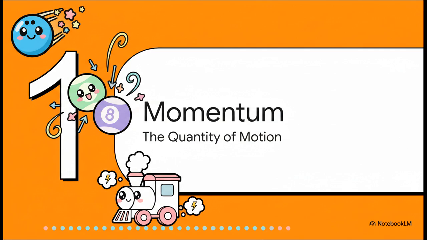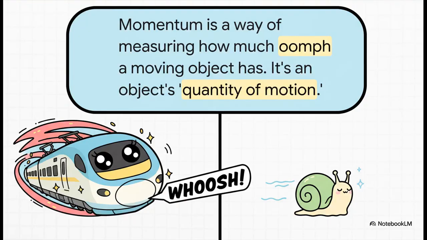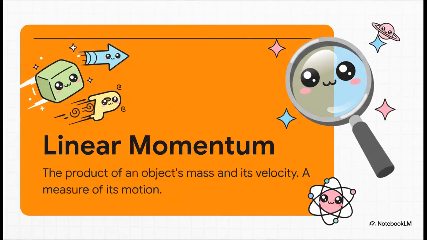What is this quantity of motion all about? At its heart, the easiest way to think about momentum is just quantity of motion. It's basically a way to measure how much oomph a moving object has packed inside it. A giant freight train, even if it's just creeping along, has a ton of it. A tiny little snail, yeah, not so much. It's really that simple. Okay, so now let's get a little more scientific with that whole oomph idea. The official physics definition is this: linear momentum is the product of an object's mass and its velocity. Simple as that. It's the official number-crunching way to measure its motion.